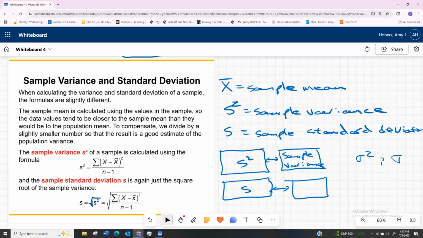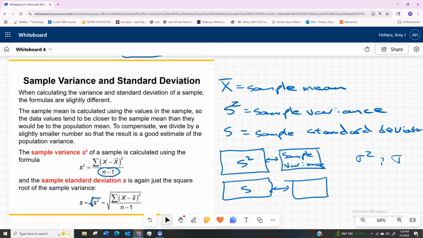Okay, so what's the one thing that is different here? Well, the one thing that is different is that when you're talking about a sample, we divide by n minus 1 instead of n. And little n is the sample size, and we subtract 1. So whatever the sample size is, you divide by 1 less.